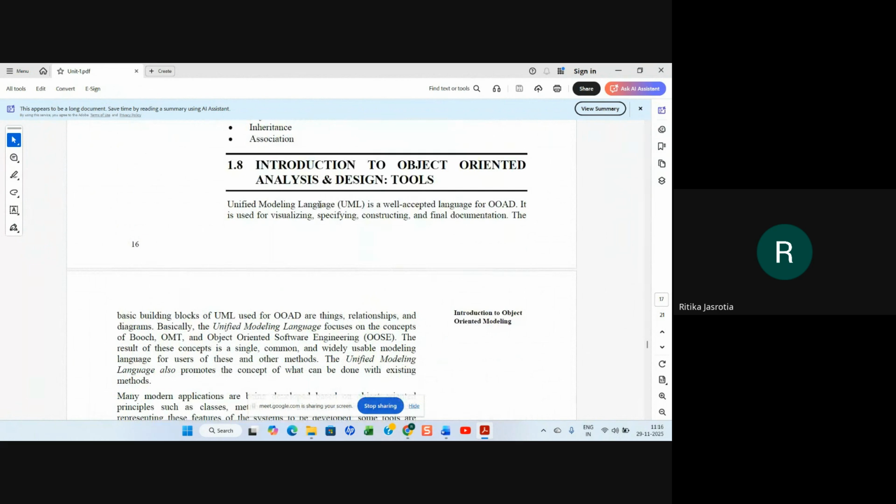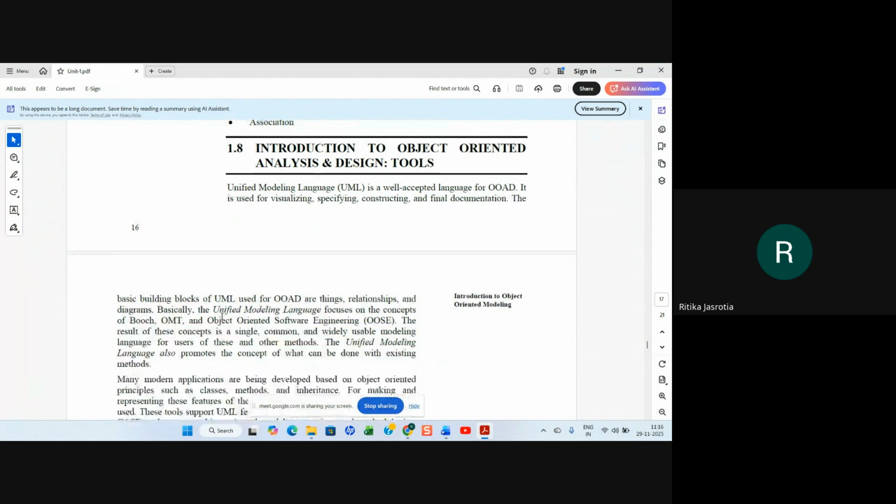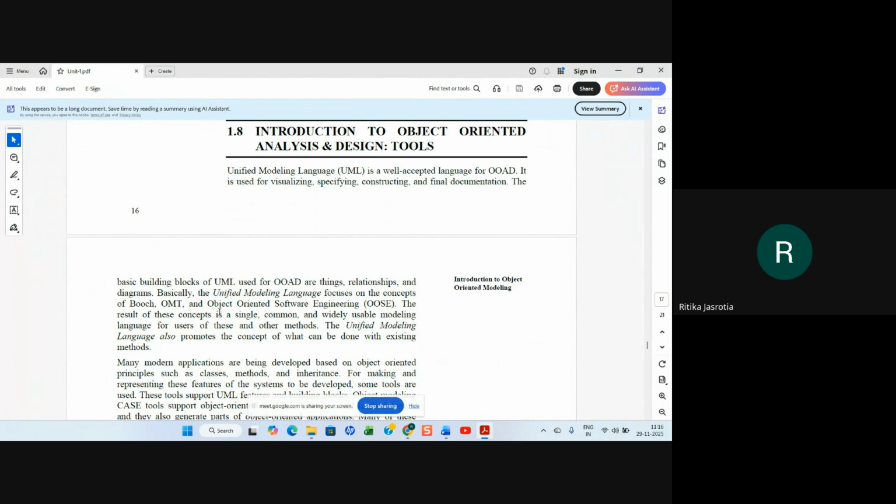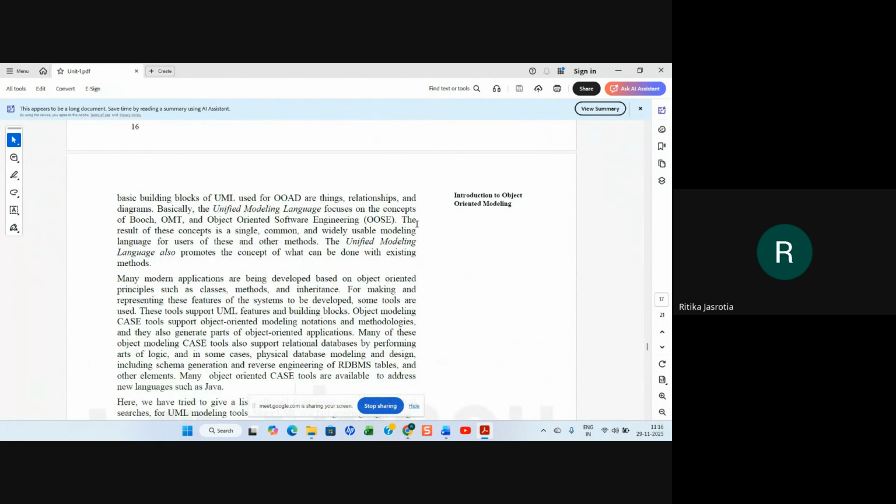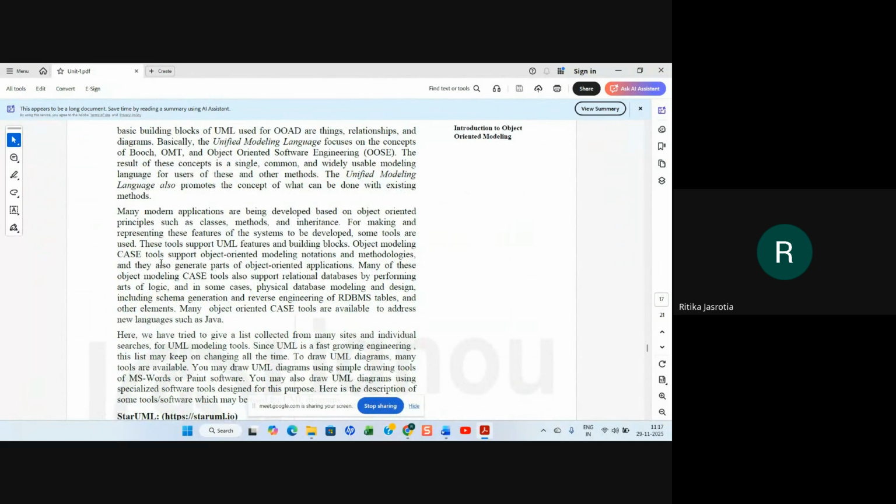So UML, that is Unified Modeling Language, is a well accepted language for OOAD. So it is given here. It is used for visualizing, specifying, constructing, and documentation. The basic building blocks of UML used for OOAD are things, relationships, and diagrams. Basically, Unified Modeling Language focuses on the concepts of BOOCH, OMT, and object-oriented software engineering. The result of these concepts is a single, common, and widely usable modeling language for users of these and other methods. The Unified Modeling Language also promotes the concept of what can be done with existing methods, right? So that is given here.